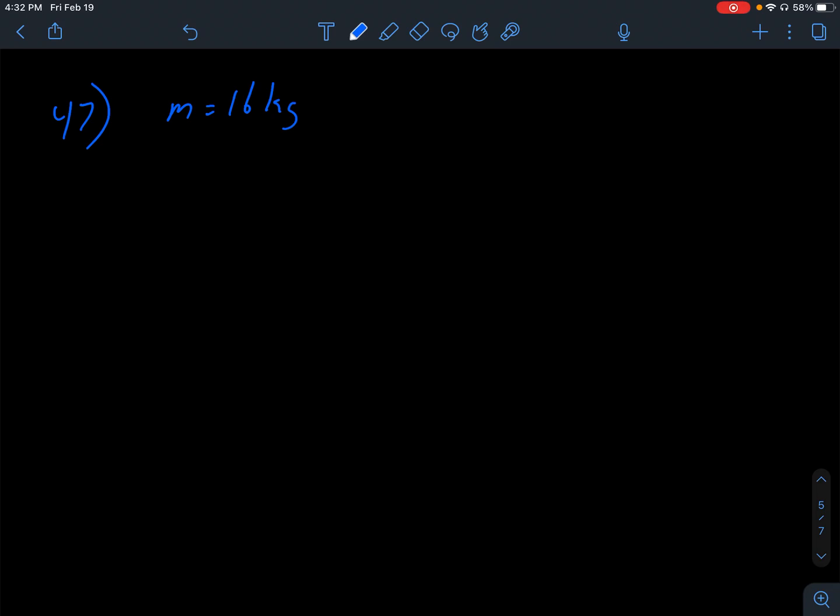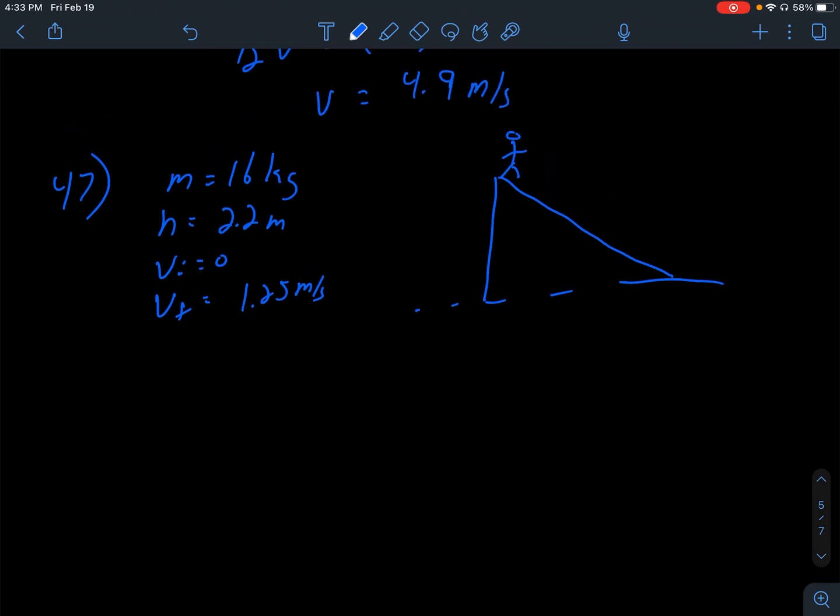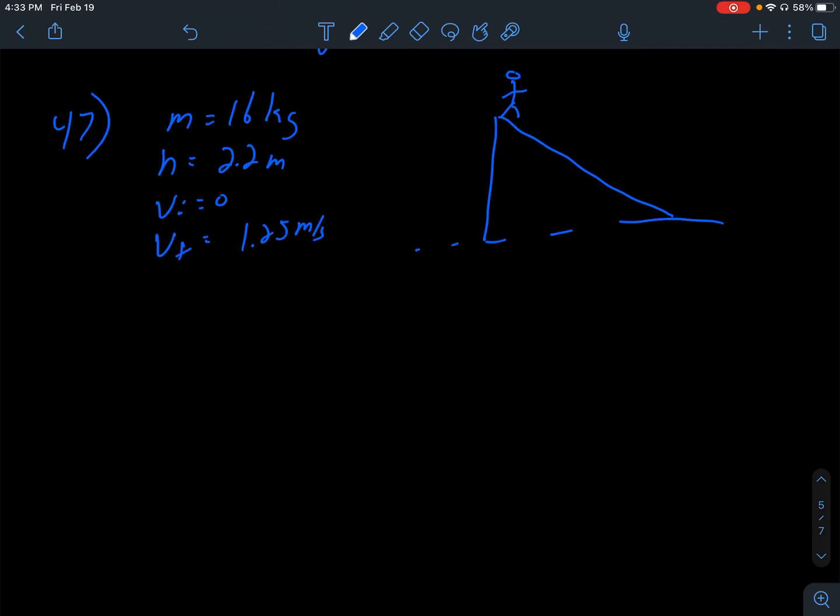slides down a slide. It descends a slide, 2.2 meters high, starting from rest, and reaches the bottom with a speed of 1.25 meters per second. So there's no picture, and I definitely think drawing pictures can help. They don't have to be, as you can see, very detailed. So the child starts up here, and this height is 2.2 meters high. Initial velocity is 0. Down here, he or she is moving at 1.25 meters per second.